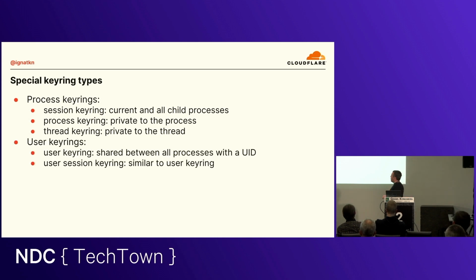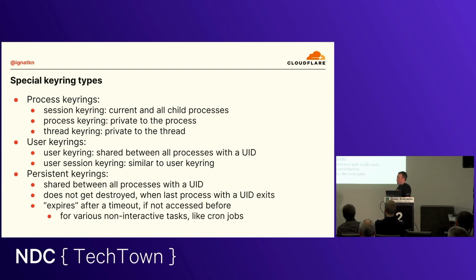You also have user keyrings, where the lifetime of the keyring is implicitly bound to a user ID. So the user keyring is shared between all processes with a particular user ID. And the user session keyring is very similar to the user keyring. I honestly even forgot what the difference is, but it's not very important. And even the docs say it's not very important, so probably it's true. You also have a third type called persistent keyrings.